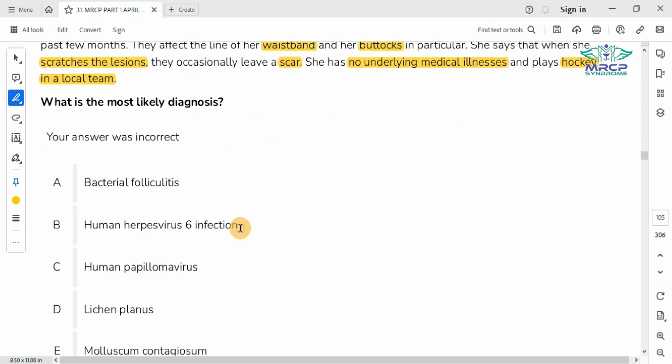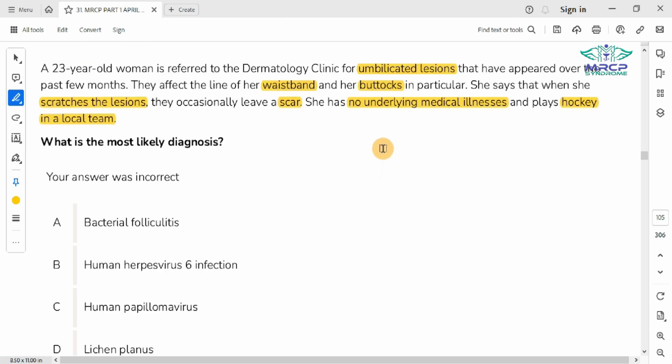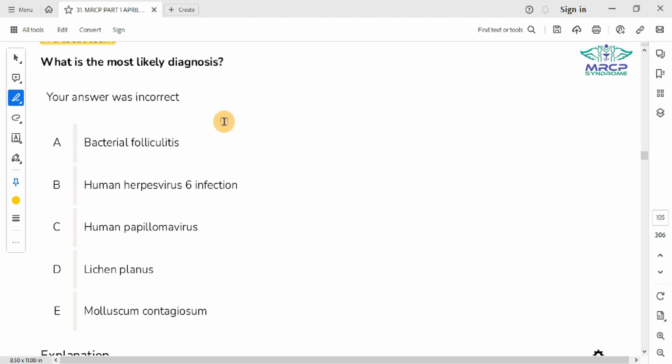So most likely diagnosis: molluscum contagiosum. Yes, this is molluscum contagiosum. They usually come up as recurrent umbilicated lesions, especially a vesicular or papular pattern. This is more commonly seen at a very young age, like around 6 years or within 10 years, but it can also affect young adults. So how to treat molluscum contagiosum? It is a self-resolving condition, so just go for reassurance.